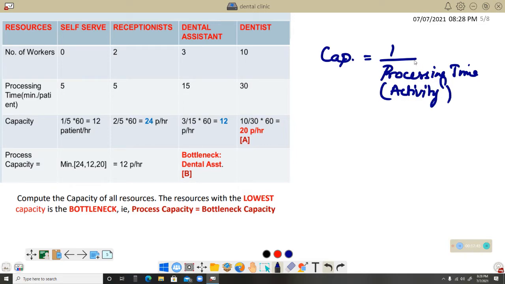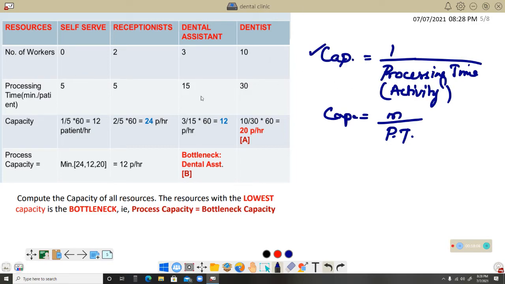This is the basic formula. If there are m persons, the workers, then you have to take m by processing time. That is the calculation of capacity. So you can see that in the first case, there are no workers in the self-service, so we divide 1 by 5 only. This particular formula will be used.